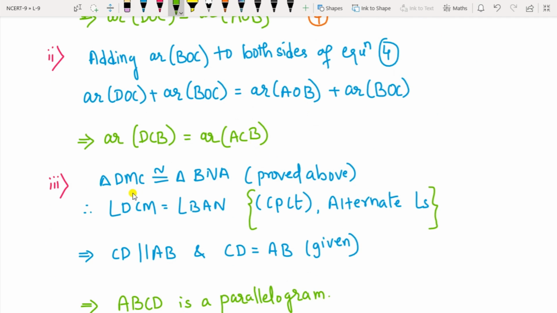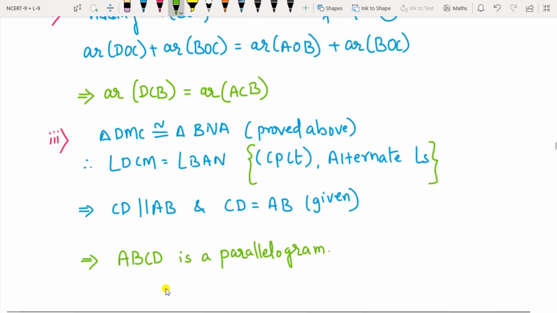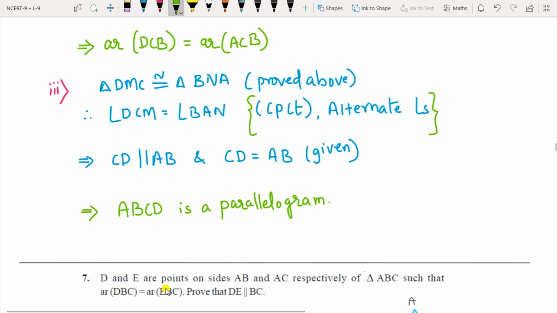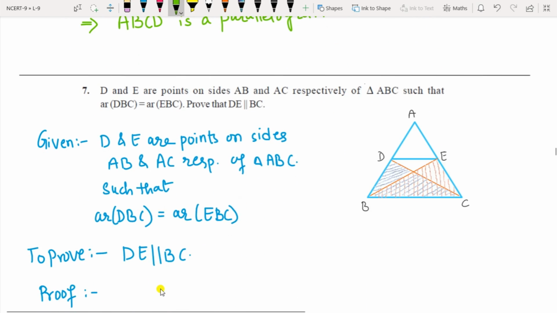Now, DMC is congruent to BNA that we have proved above. So its CPCT is DCM is equal to BAN, that is CPCT, that was alternate angles, and therefore CD will be parallel to AB and CD is equal to AB, that is given. Therefore ABCD is a parallelogram. That is question number 6.